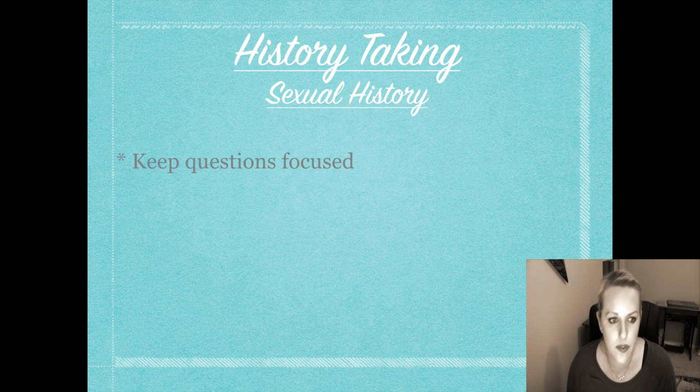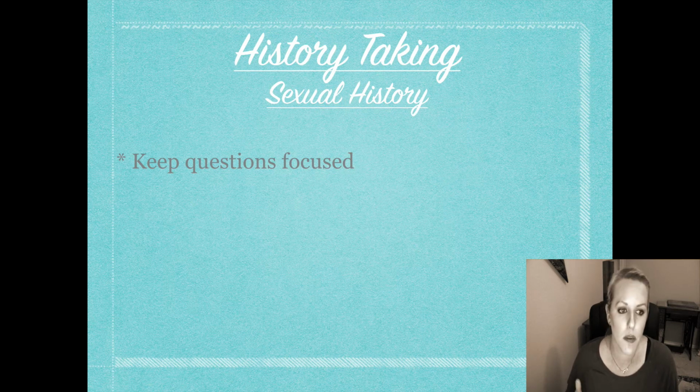Sexual history. Keep questions focused. Asking about if a woman has abdominal pain, foul-smelling vaginal discharge, pain on urination, or genital lesions, you will need to know when the patient last had her period, when she last had sexual intercourse. So keep your questions focused and don't veer off that path into something inappropriate. We also want to ask about STD testing, if they've ever been tested in the past or when the last time they were tested was.